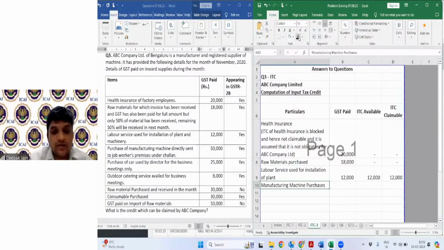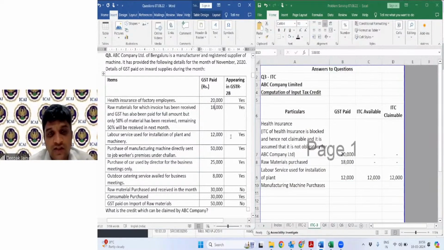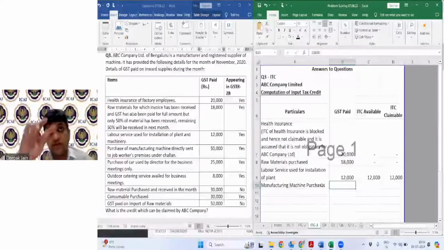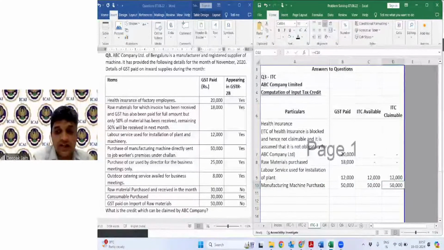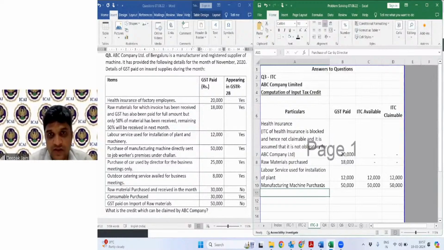Then the next aspect is on manufacturing machinery purchased. On this, the GST paid. Like in this question, since GST is given, we are directly calculating it. Otherwise, we will take the purchase value into the respective GST rate. In this question, they have directly given the GST paid, so we are not doing any further calculation. GST paid is 50,000 rupees. ITC is available to the extent of 50,000 rupees. Is the ITC claimable? Yes, ITC is claimable to the extent of 50,000 rupees itself.